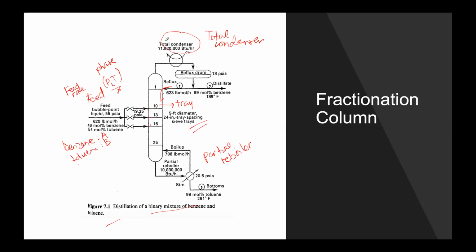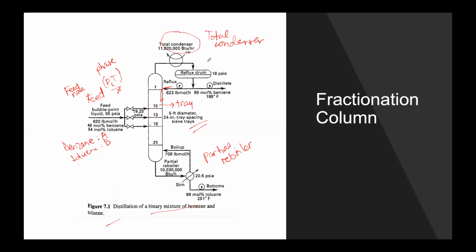Okay, and if you think again, there's also the heat duty, how many BTU per hour that we need to have at the condenser, and this is cooling water as well to extract the heat. In this case we're also going to use steam to boil them up, at a pressure of about 20.5 psia, and there is also the partial reboiler heat duty, about 10 million BTU per hour.